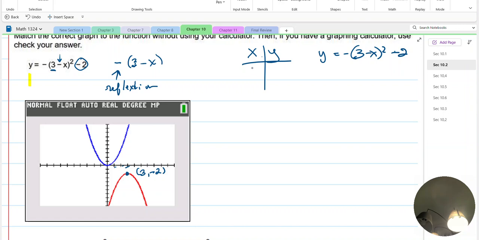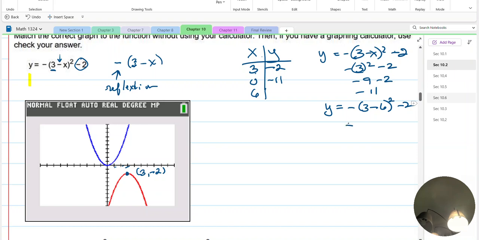So we understood that if we did a 3, we would get a negative 2. What this does is tell us, well, I can try other numbers around this one. And we could try like 0. All right. 0 would be negative 3 squared minus 2. Well, that'd be a negative 9 minus 2, a negative 11. So that would go way down over here, and that's true. And if we wanted, because now this is the center, well, then we can do 3 more than that. So we could do a 6, and we should get negative 11, right? Y equals negative 3 minus 6 squared minus 2. Yes.